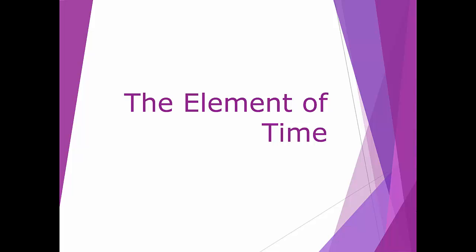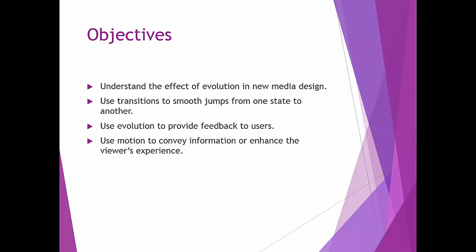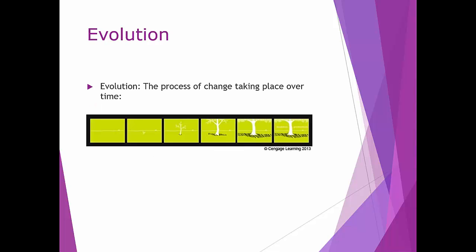The element of time. We want to understand the effect of evolution in new media design. Use transitions to smooth jumps from one state to another. Use evolution to provide feedback to users, and use motion to convey information or enhance the viewer's experience. Evolution is the process of change taking place over time. It can be abrupt or gradual, and it exploits a sense of anticipation or surprise.